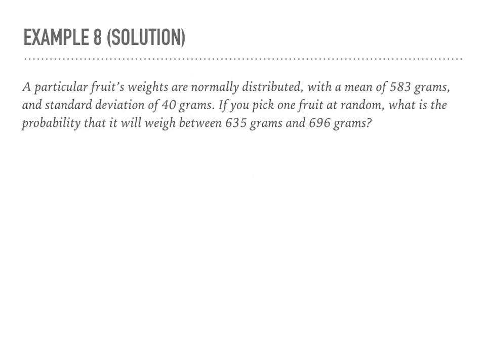A particular fruit's weights are normally distributed with a mean of 583 grams and a standard deviation of 40 grams. If you pick one fruit at random, what is the probability that it will weigh between 635 grams and 696 grams? So the probability that we are between 635 and 696 is normal CDF 635, comma 696, comma 583, comma 40, which is approximately equal to 0.0944.